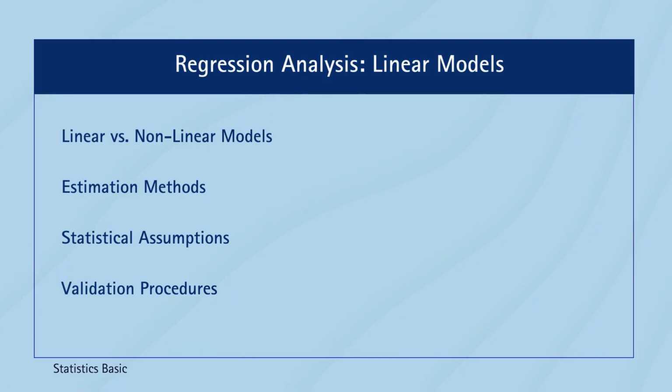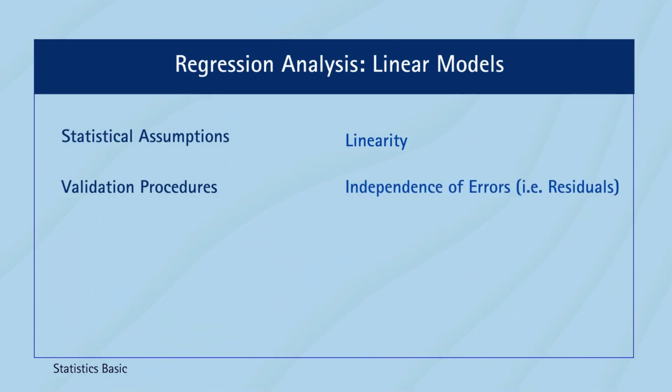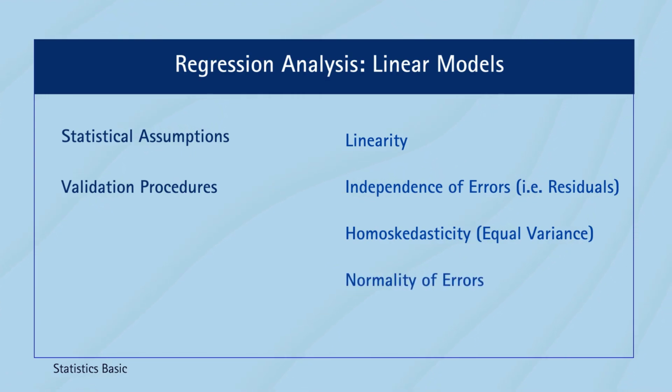Now, before estimating a linear model, we need to ensure that certain statistical assumptions are satisfied. The main assumptions include the linearity between the independent variable and the dependent variable, the independence of errors, the homoscedasticity, that is the equality of variance of the errors, and the normality of errors. Any departure from these assumptions affects the validity of the estimated model.